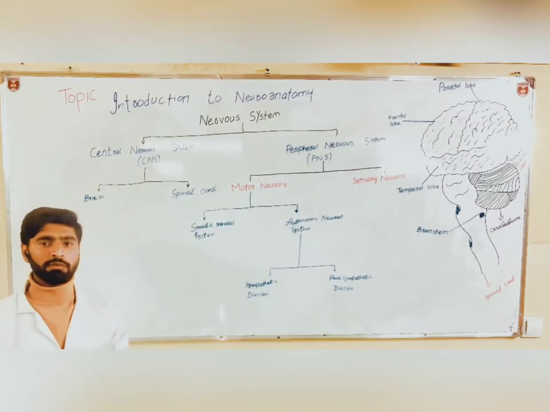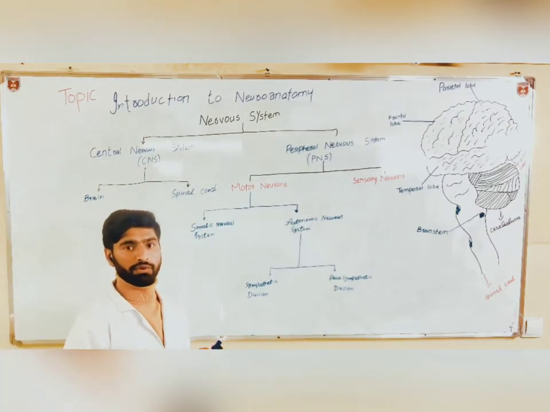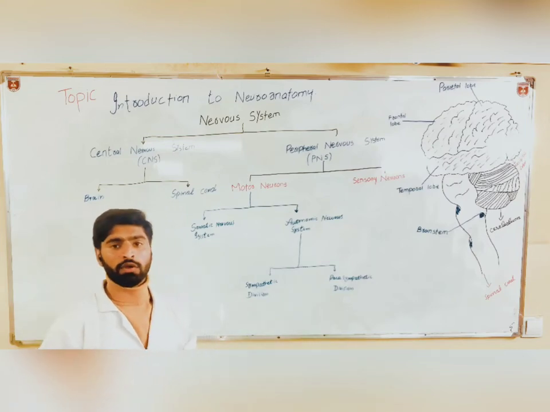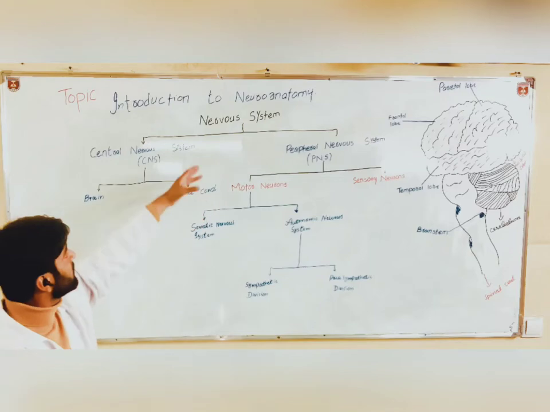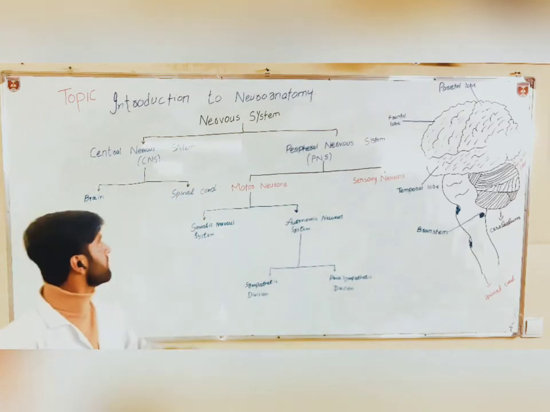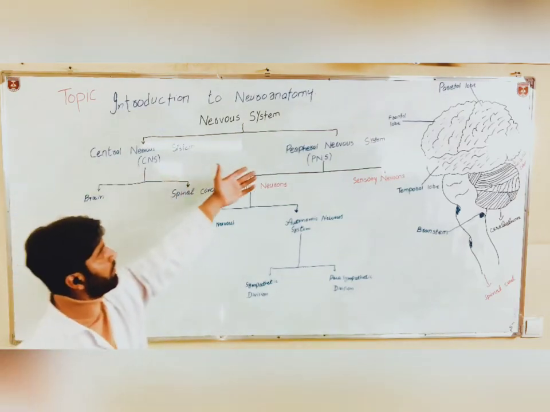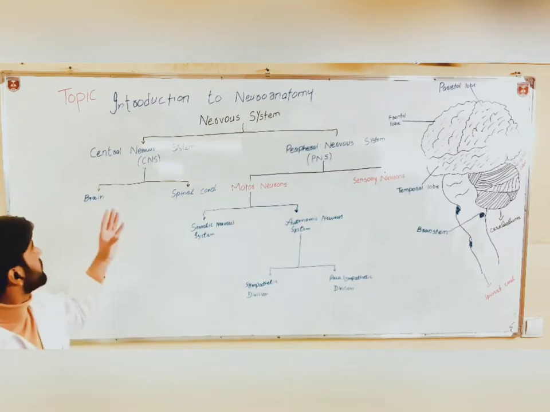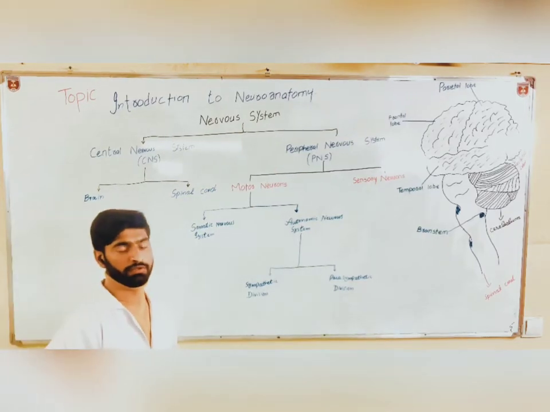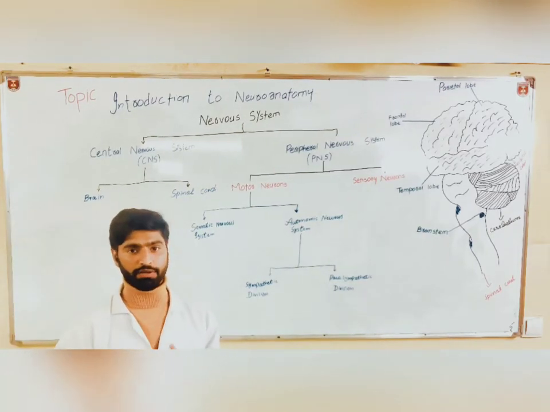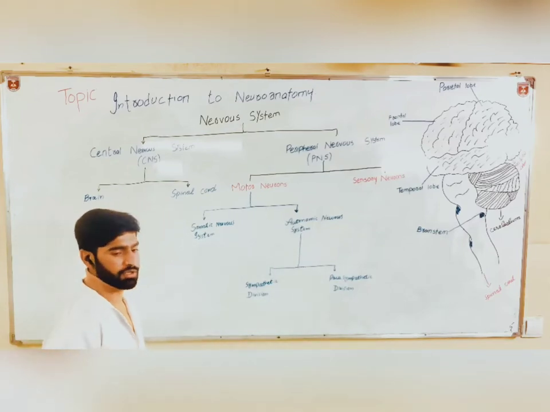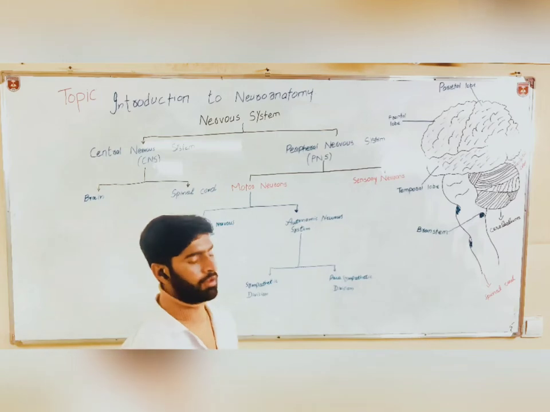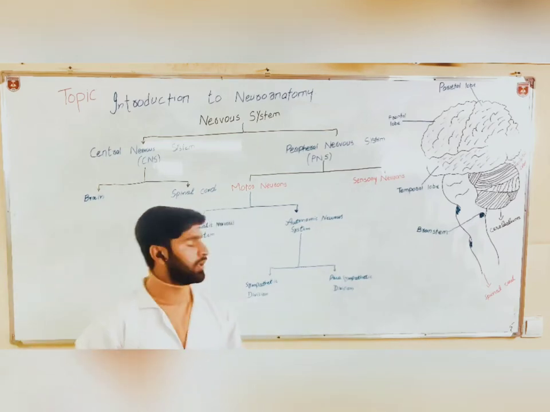Nervous system is a complex network of neurons and cells that carry messages from the brain and spinal cord to various parts of the body. Nervous system is divided into two parts: central nervous system and peripheral nervous system. Central nervous system consists of brain and spinal cord. It is responsible for integration, coordination, learning, memory and emotions.